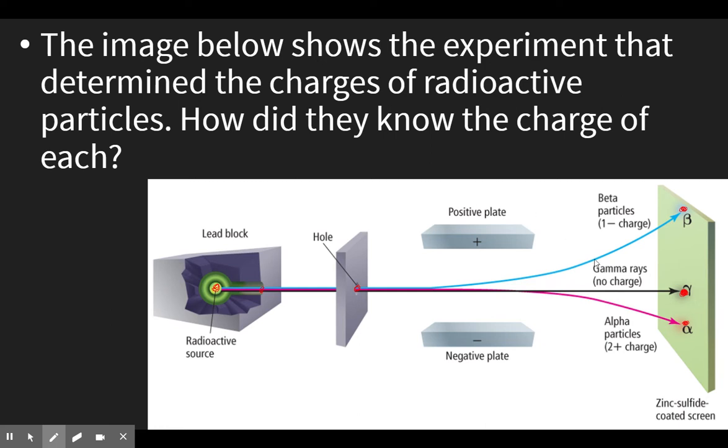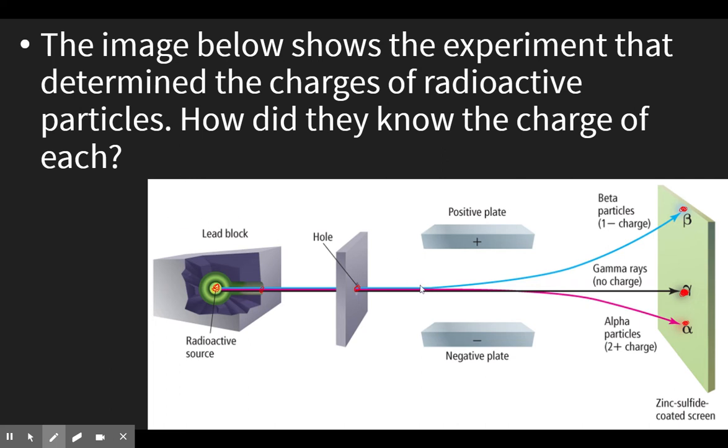So the thing in the middle that was unswayed by the positive or the negative plate, that told them that thing had a neutral charge, right? Because what we know is that opposites attract, so positives attract negatives, but if something has no charge, then it's not going to be attracted to something with a charge, and so those things that were not attracted to anything have no charge. They are neutral, and those were the gamma rays.